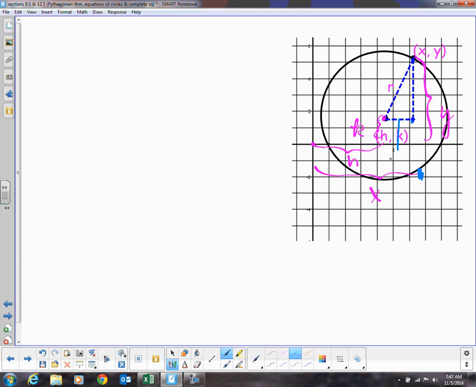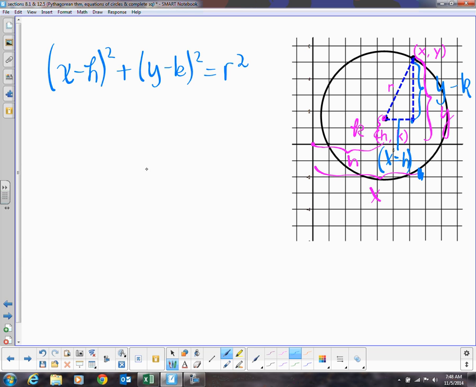So that right there would be x minus h. There's a minus in there. To get this distance right here, I'm going to have to take the whole, which is y, minus this part, which is k. So now using the Pythagorean theorem, it becomes (x minus h) quantity squared plus (y minus k) quantity squared is equal to radius squared, because that's my hypotenuse. This is the general formula for the equation of a circle.